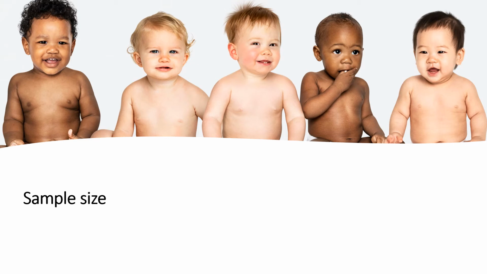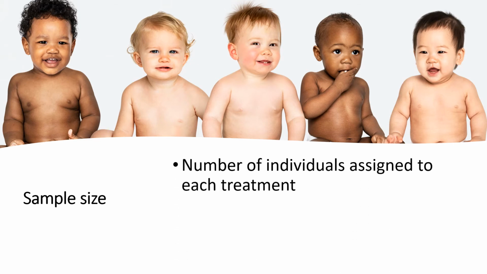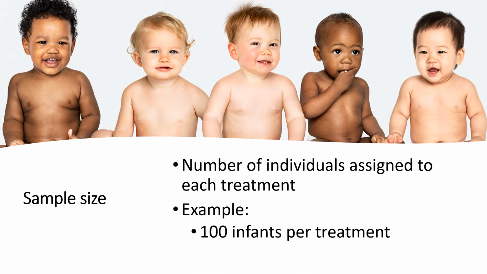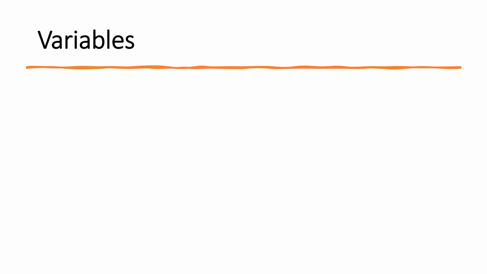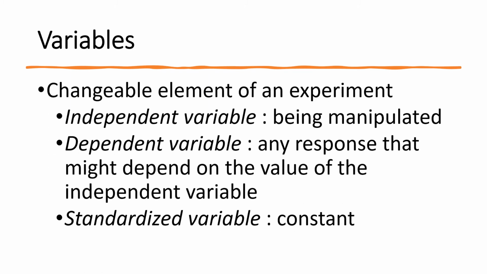First of all, when doing an experimental design, we have to consider our sample size. One of the most important decisions that an investigator makes in designing an experiment is the sample size. Sample size is the number of individuals assigned to each treatment. The sample size in the rotavirus study was approximately 100 infants per treatment. In general, we say that the larger the sample size, the more credible the results of a study. Next, we have variables. A systematic consideration of variables is also important in experimental design.